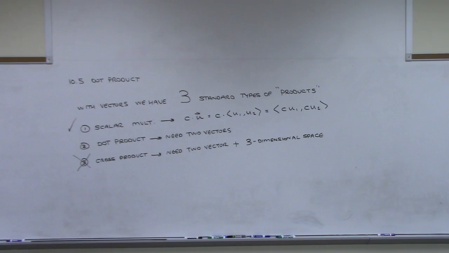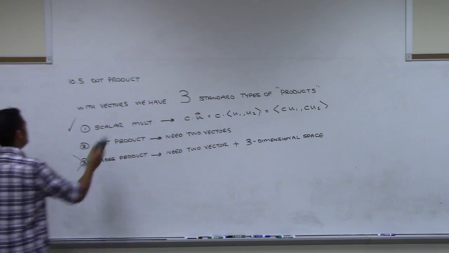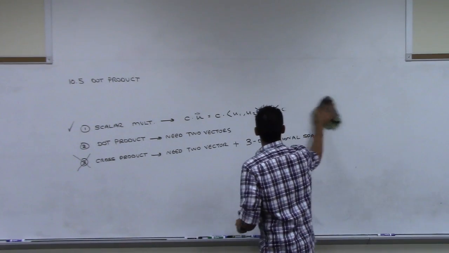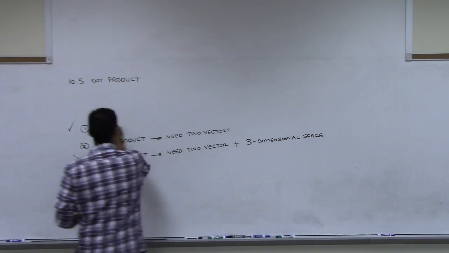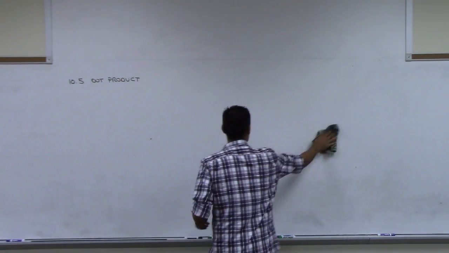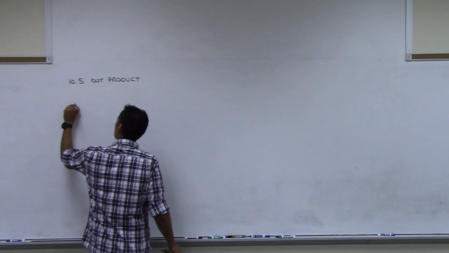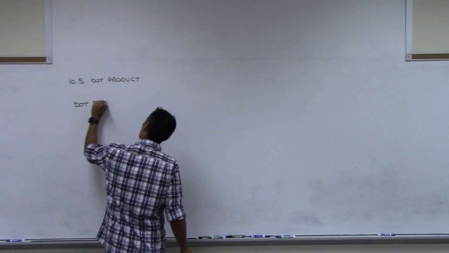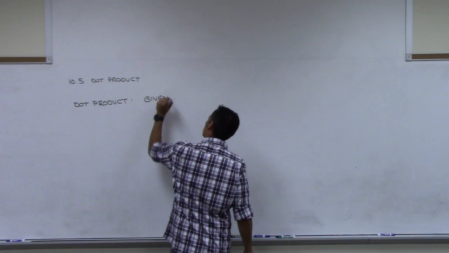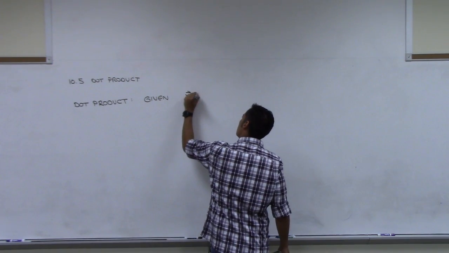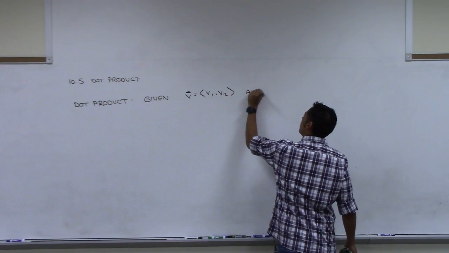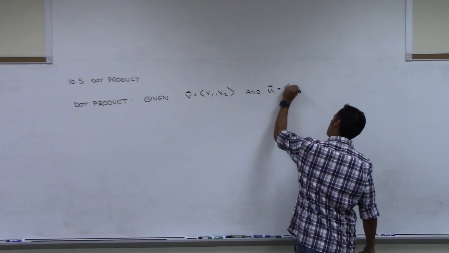All right, you ready to see what the dot product is? All right, here we go. The dot product just gives you a way of multiplying 2 vectors together. So let's see if you can come up with the dot product without looking at the book or anything. If I give you 2 vectors, so here it is, dot product. Given 2 vectors, let's say v is v1, v2, and the other vector is u, which is the vector u1, u2.